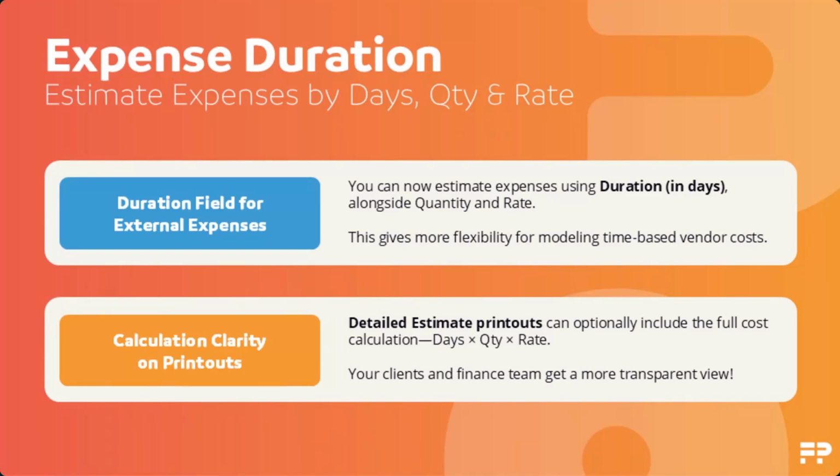Now, that works fine for many expenses, but what about cases where you need to estimate for a number of days? So you may have gotten by using the quantity field for this too, but with only one quantity field, you couldn't have that third variable in the calculation. So now you can enter a duration in days as part of our cost calculation for external expenses on estimates. Again, that means you can estimate costs like a week-long video shoot or a 3-day rental or a day rate contractor, all without having to fudge the numbers using quantity.